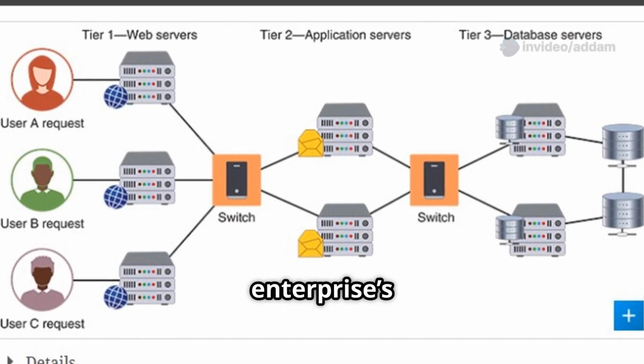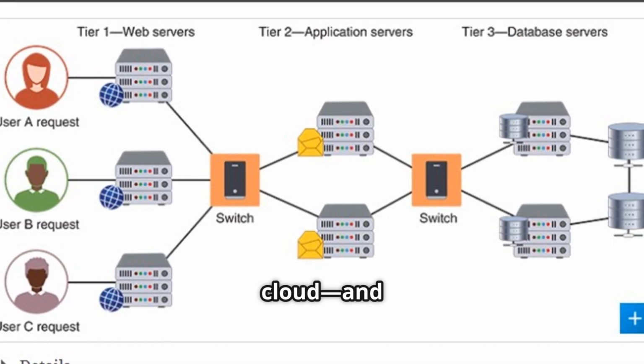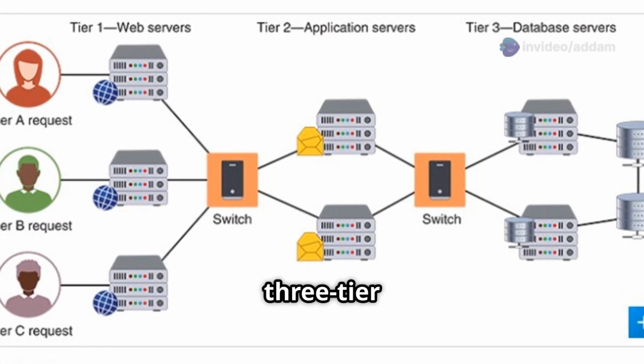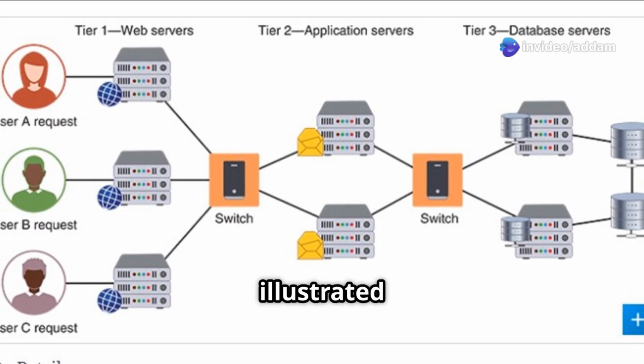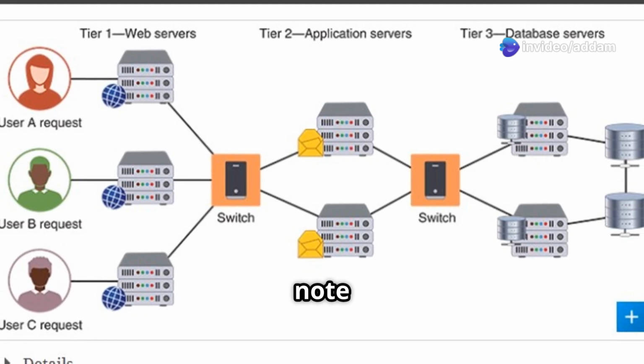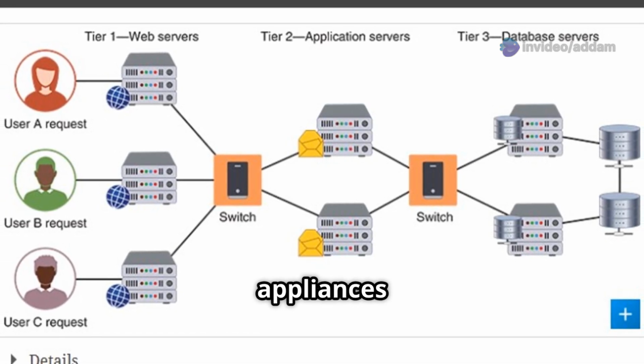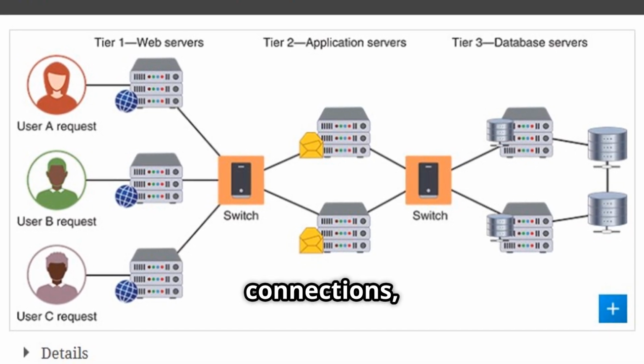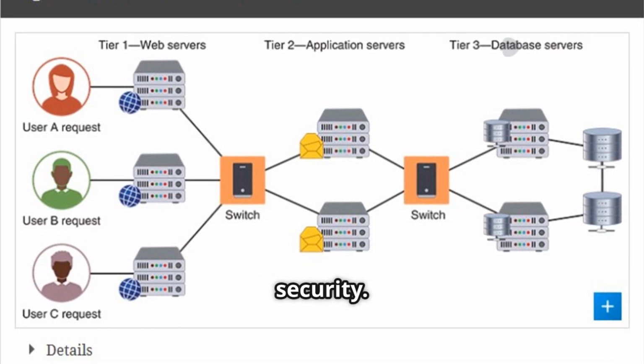How much of an enterprise's network architecture should be migrated to the cloud, and how much should remain on-prem? A traditional three-tier on-prem architecture is illustrated in Figure 1.8. Note that for simplicity, no security appliances are illustrated. This multi-tiered design helps control connections, provide scaling, and increase security.